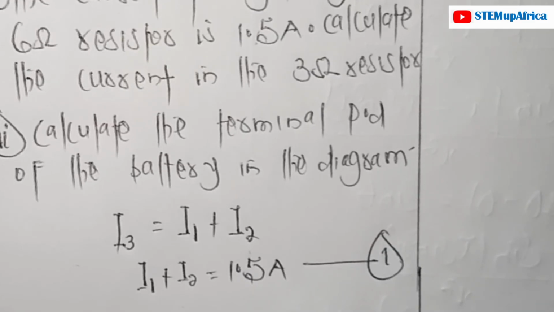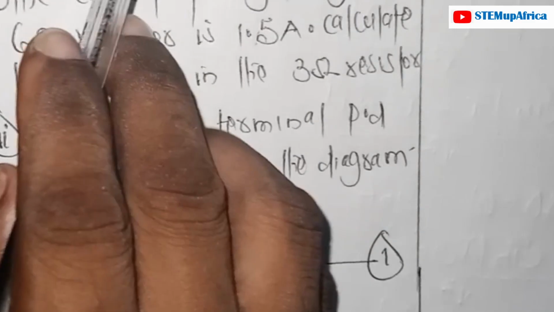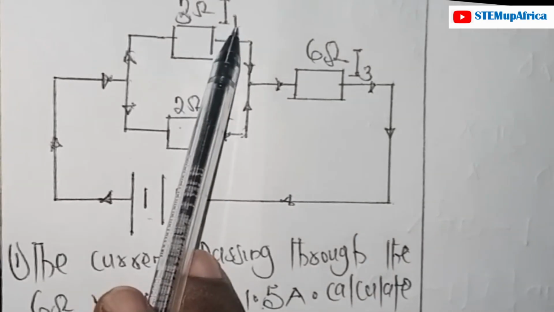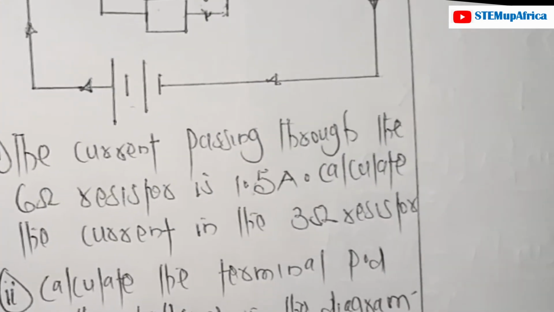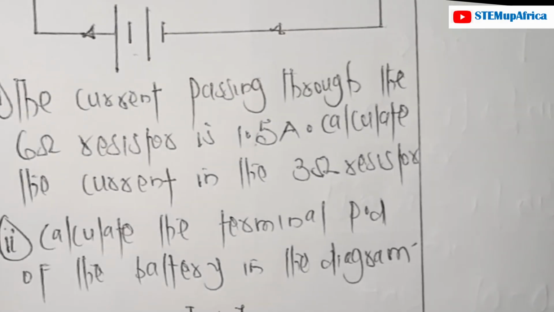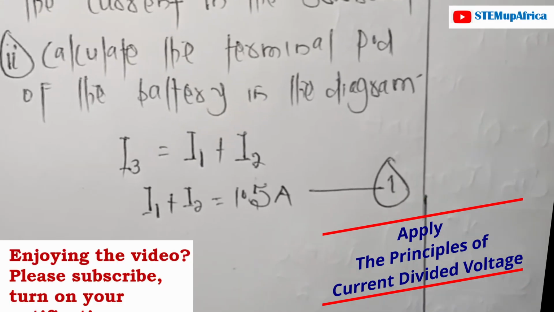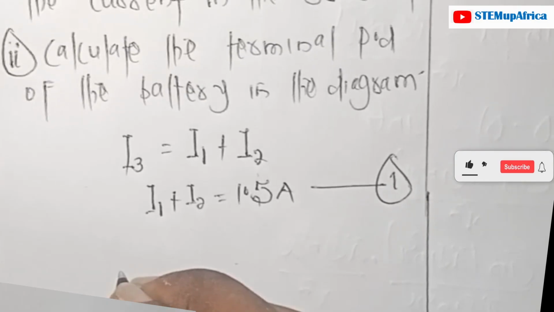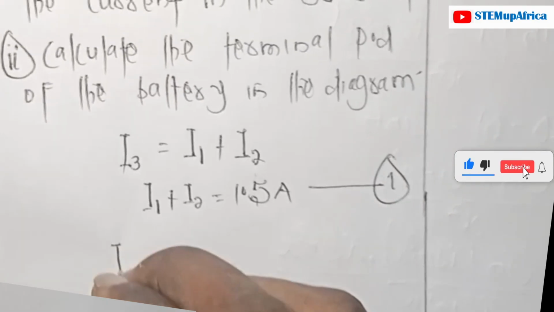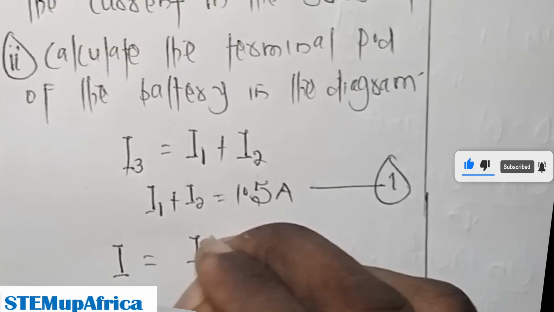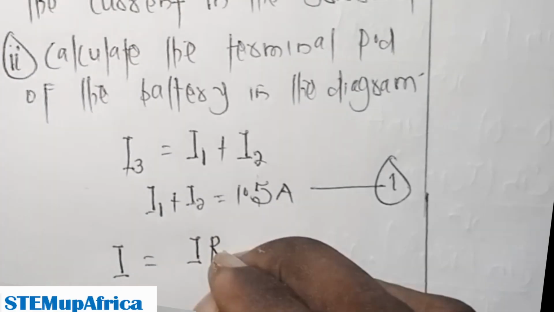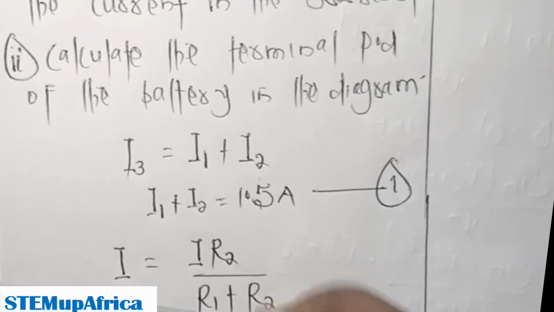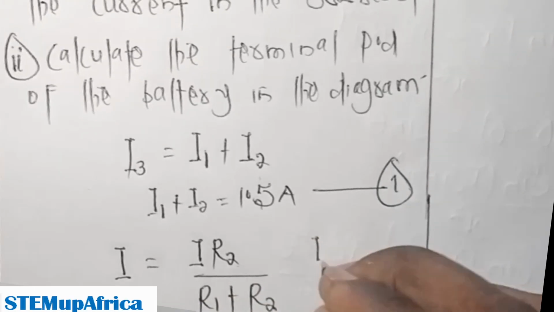But don't forget what we are asked. The question asks us to calculate the current that flows through the 3 ohm resistor, which is our I1. So how do we do that? We're going to apply the principle of current divider, that says if I want to calculate the current I1, my I1 will simply be I times R2 over R1 plus R2.